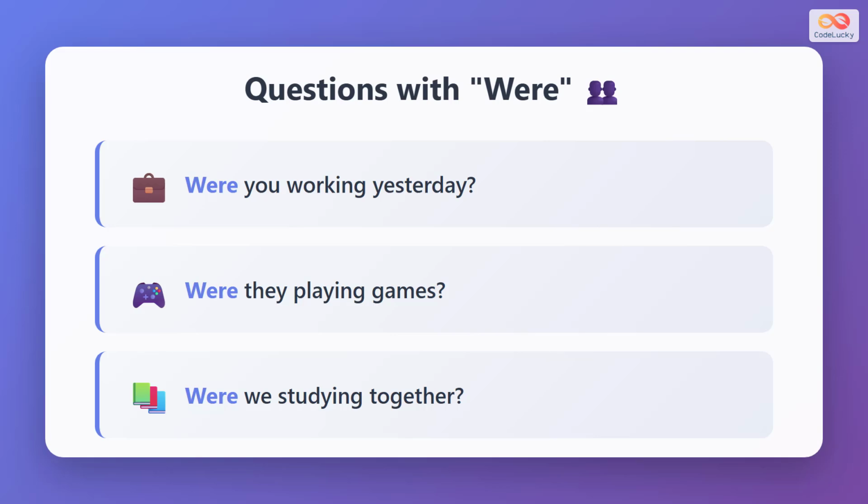Let's look at examples using were. We use were with the pronouns you, we, and they. For example, were you working yesterday? Asks if someone was in the process of working at some point yesterday. Were they playing games? Asks about an ongoing action in the past. And were we studying together? Asks about a shared past activity.